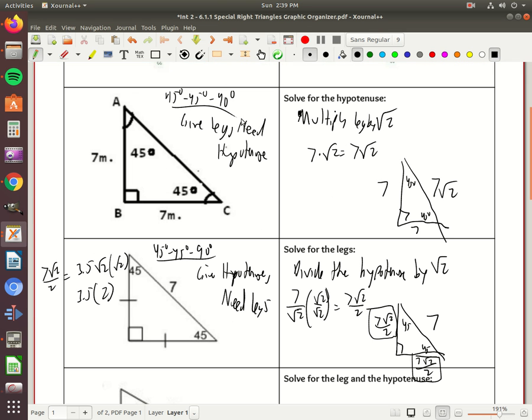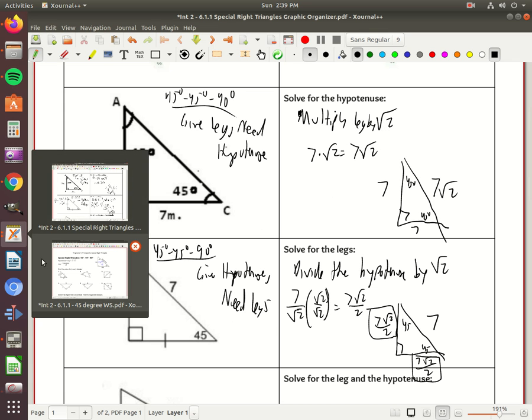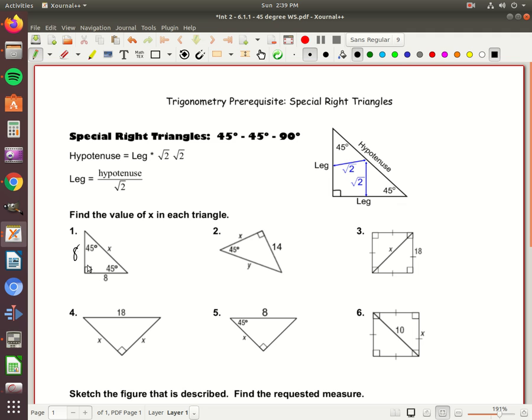If they give me a leg and I need the hypotenuse, I need to multiply the leg by the square root of 2. So I'll go back over here. I will multiply the leg by the square root of 2. And that must be what I'm getting for my hypotenuse. Now, what about if I get a problem like number 4, where they give me the hypotenuse and I need the legs? By the way, I know this is a 45-45 triangle because if the legs are the same, the angles must be the same, right? And there's only one way to split up 90 degrees to make them the same, and that's 45-45.